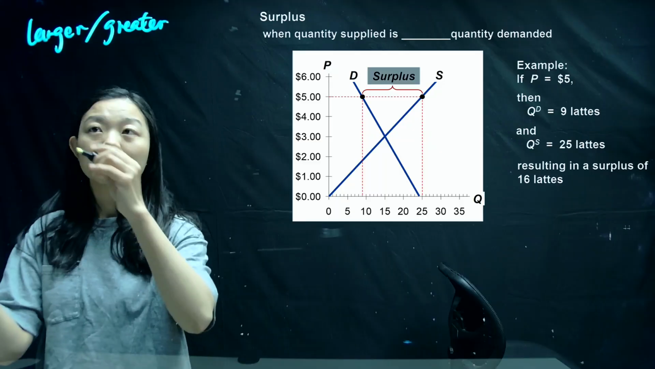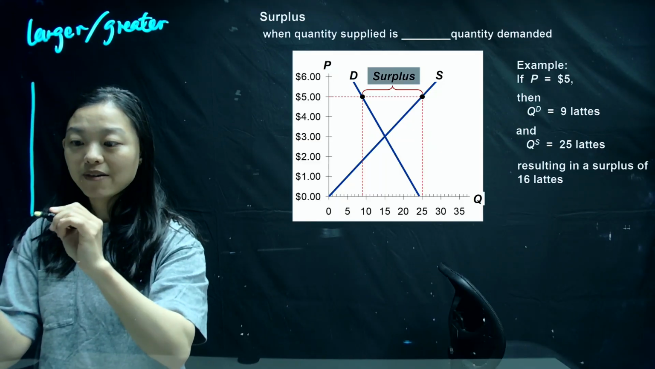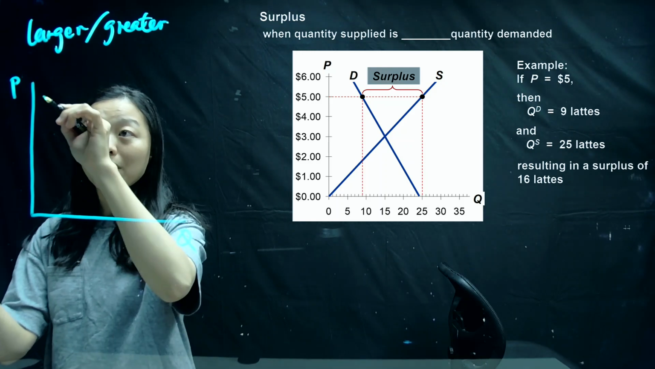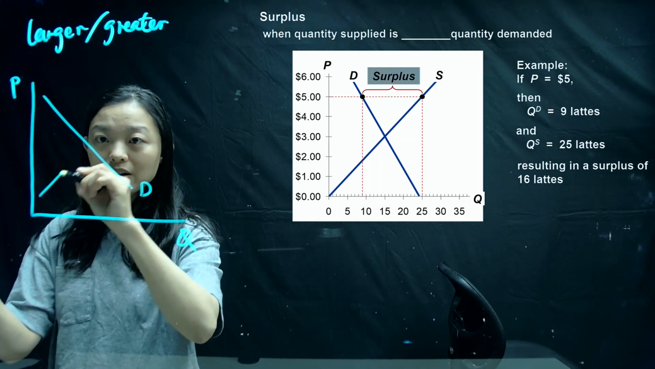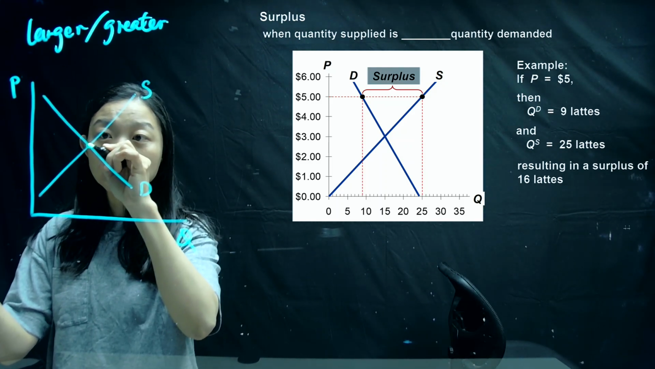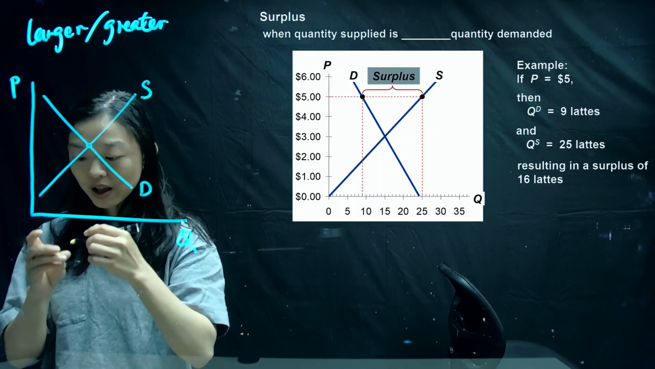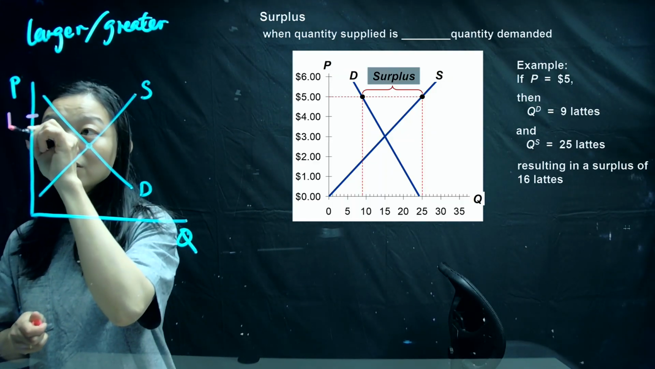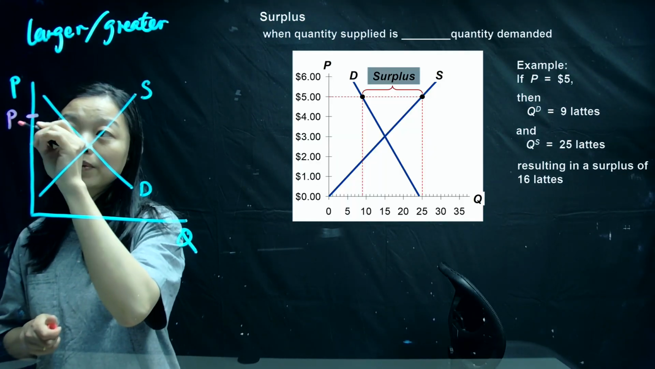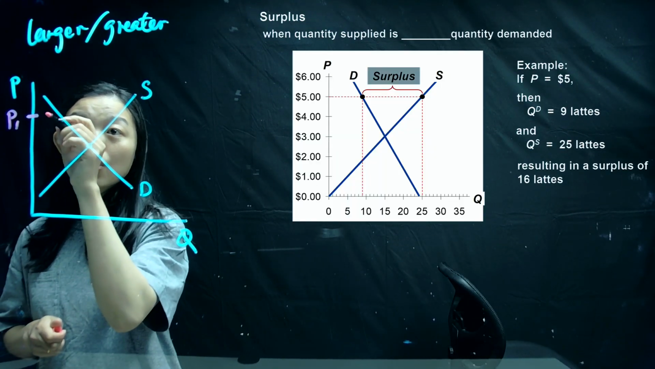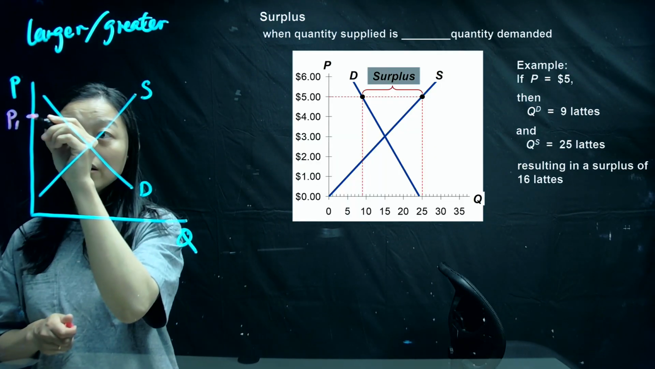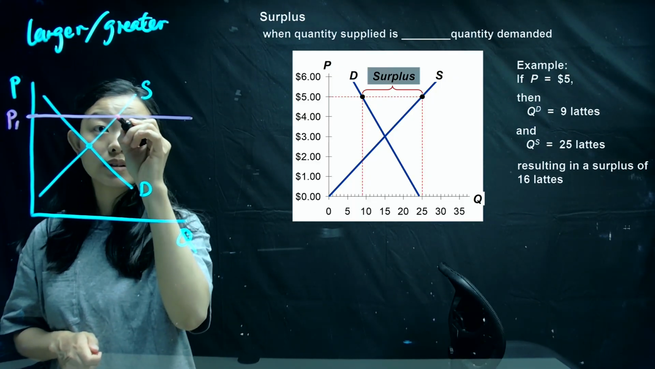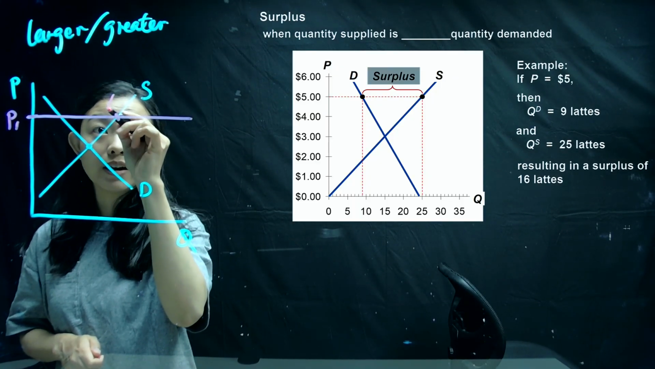Let me briefly emphasize. If this is the price and this is the quantity, we know the demand curve is downward trending and the supply curve is upward trending. This point is the equilibrium point. However, if we assume now the price is at this level, the current price, P1, you need to draw a horizontal line first. Draw a horizontal line first, and then it will cross this part. This is point A.